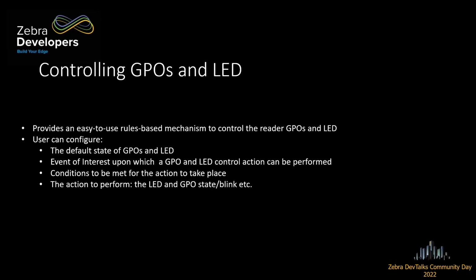For example, one of the scenarios could be that whenever GPI1 is triggered, and if the radio is reading tags, if I want to turn the LED red or green, or if I want to turn the GPO to some state, I could do that automatically. So once that configuration is set and saved on the reader, it'll keep monitoring for those events, and it'll keep performing those actions as long as the IoT connector is running. So yeah, I'll show you how to configure that from the reader web page as well.